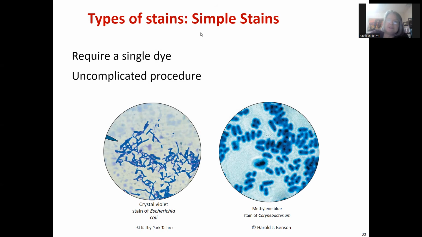So types of stains, the most basic one is called a simple stain. It's just what it sounds like. You make your smear, you put on some color. In this case, you've got crystal violet staining E. coli, or methylene blue staining Corynebacterium. Either way, you just put some color on, and whatever color you put on it, whether it's crystal violet, methylene blue, malachite green, whatever color it is, that's what color the bacteria is going to be.